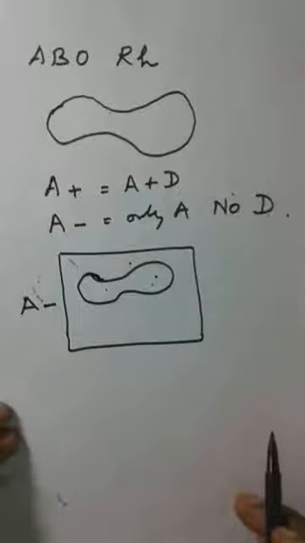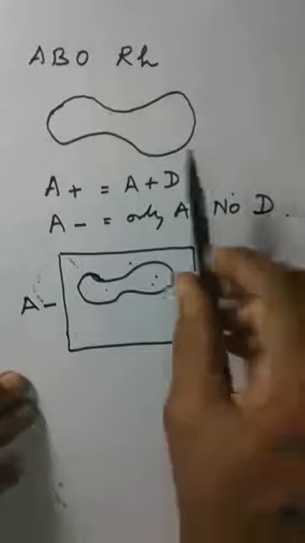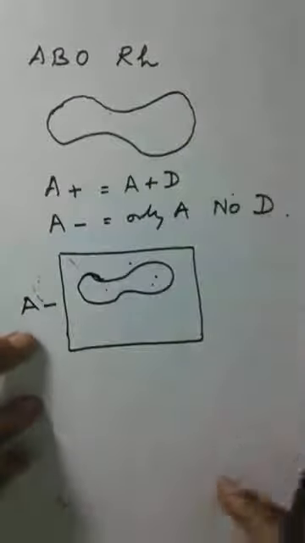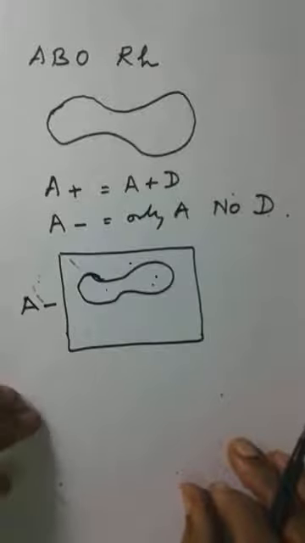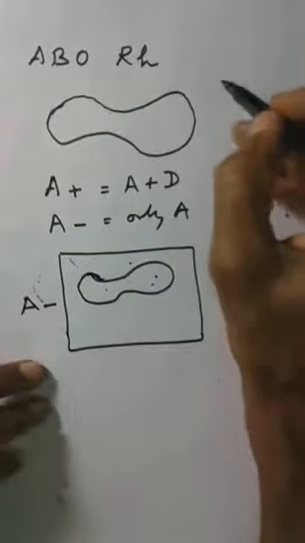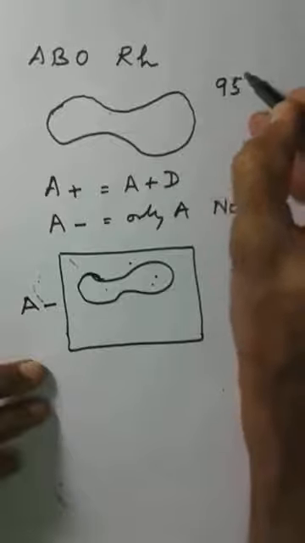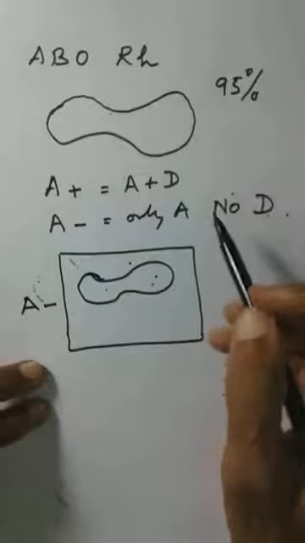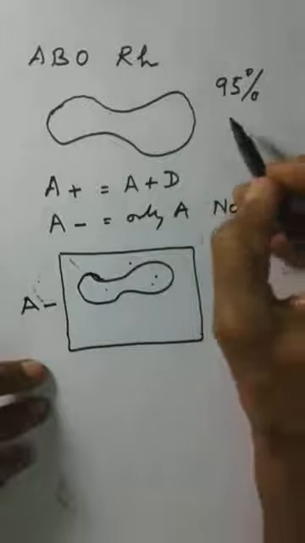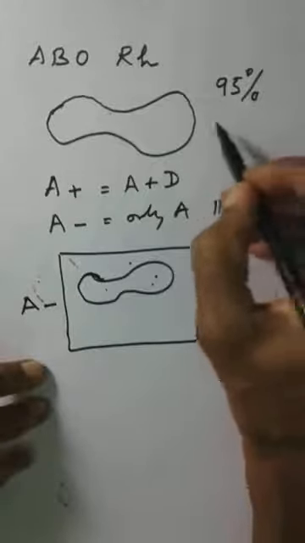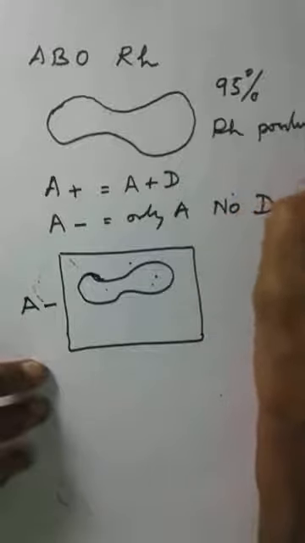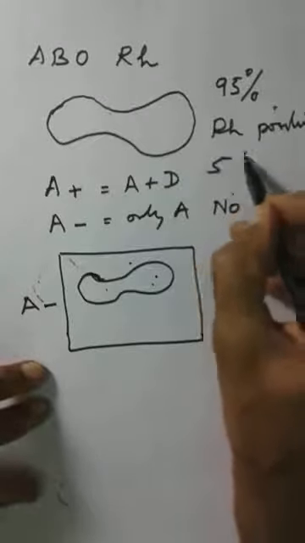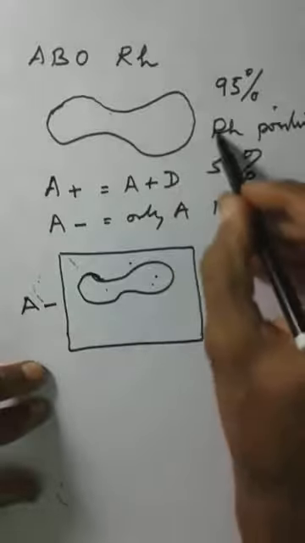So we have to be very careful in handling the blood with Rh negative. Actually, around 95% of the whole population is Rh positive. Only 5% is Rh negative.